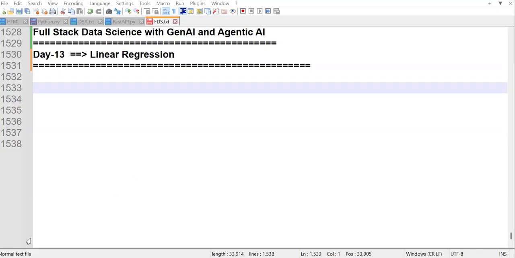Okay, so hello everyone. This is day 13 of our full stack data science, Gen AI and Agentic AI playlist, right? In this day 13, we will discuss a very important topic, which is linear regression.